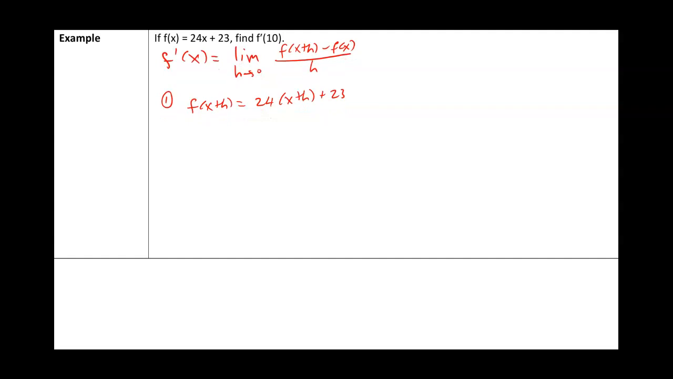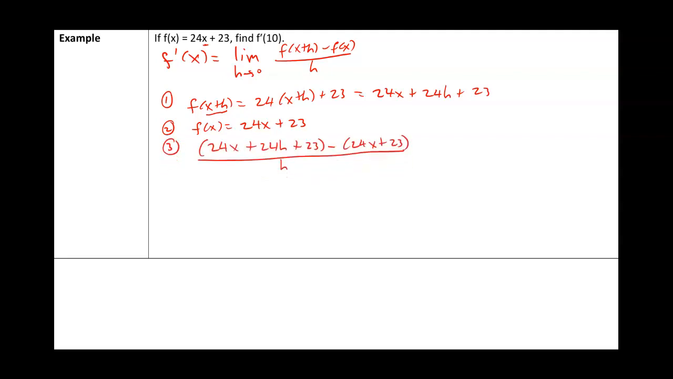So first, let me find out what is f of x plus h. For f of x plus h, my input is x plus h. So that input replaces the x value. So instead of 24x, I have 24 times x plus h plus 23. If I distribute that, I get 24x plus 24h plus 23. F of x, we were already given that. That's just 24x plus 23. And if I put that all together, then I will get the difference quotient.